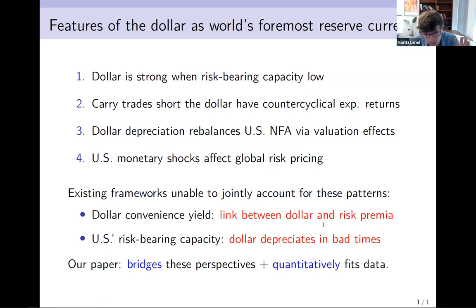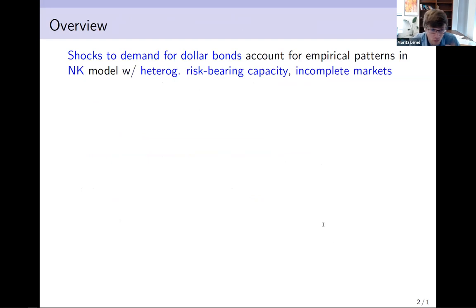So in this paper, we try to bridge these perspectives to jointly capture the features of the dollar in the data, and to do so quantitatively. We're going to show that time-varying shocks to the demand for dollar bonds, which are a primitive for us here, and we can talk more about that, can account for all the empirical patterns in a New Keynesian model, which has heterogeneous risk-bearing capacity across agents and across countries, and incomplete markets.